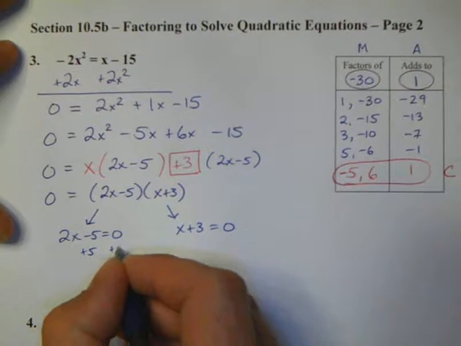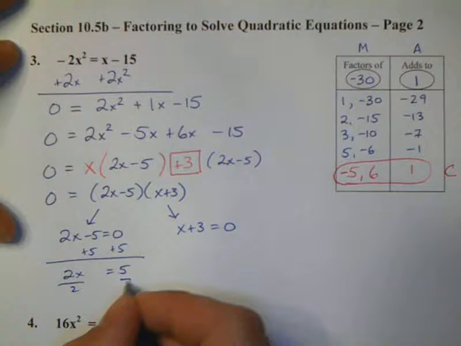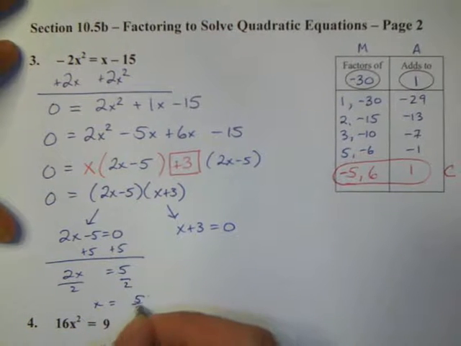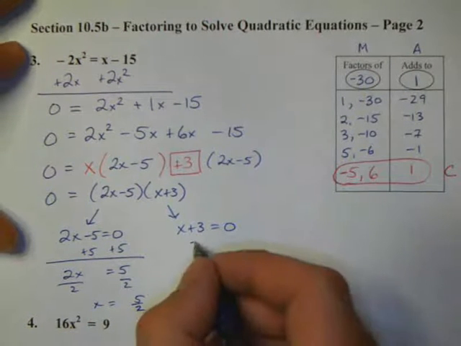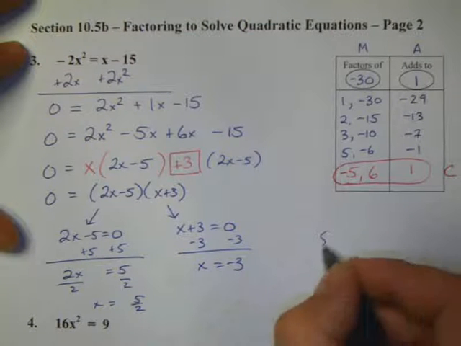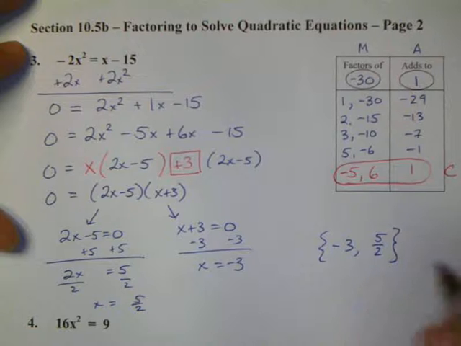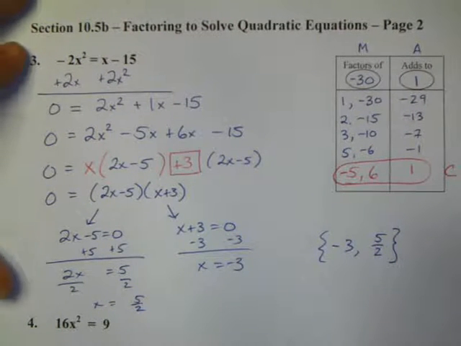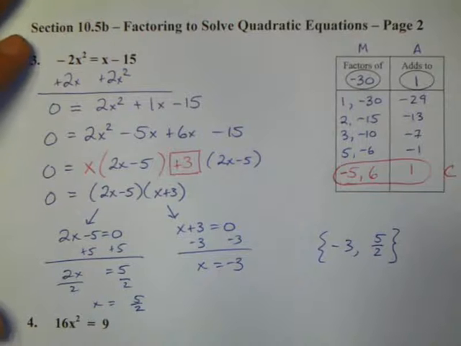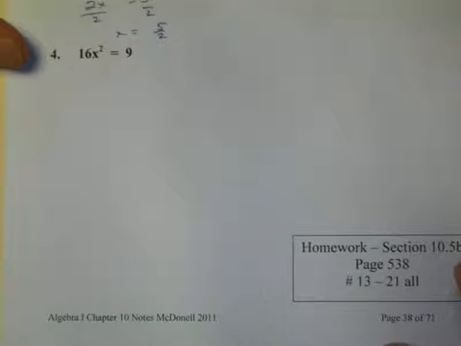We now take each of our two answers, split it into halves, and complete the problem. Adding 5 to both sides, dividing by 2, gives us an answer of 5 halves. On the other half, we subtract 3 from both sides, and we get x equals negative 3. Our solution then is negative 3, comma, 5 halves. This could also be written as 2.5 very easily in the problem.